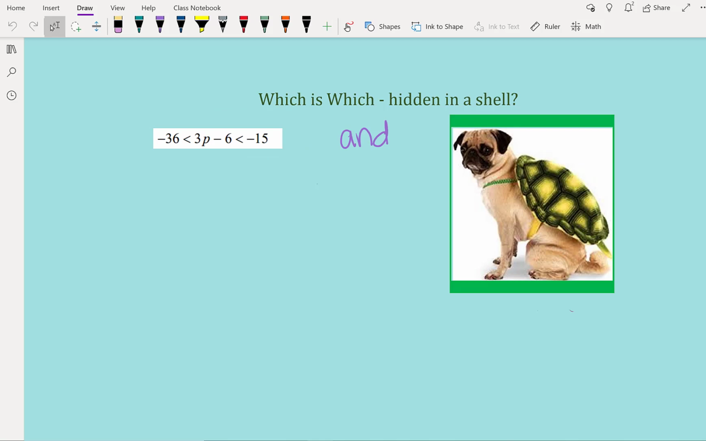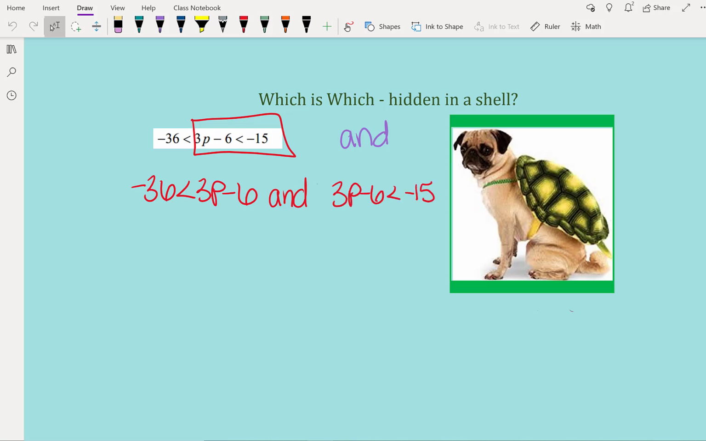Now there's two ways that you can show your work for this, because in reality it looks a little confusing. You can take the first part and set that up. So we would have negative 36 is less than 3p minus 6 and solve that like a two-step equation. And then you can take the second part where we have 3p minus 6 is less than negative 15. And you can solve those separately. Absolutely you can. And we can do that way real quick.